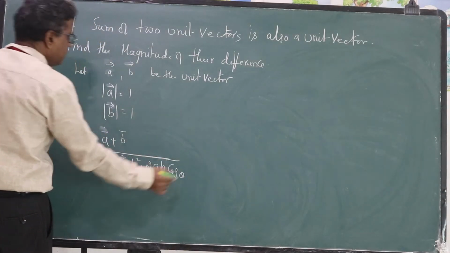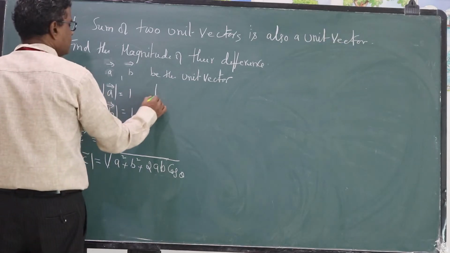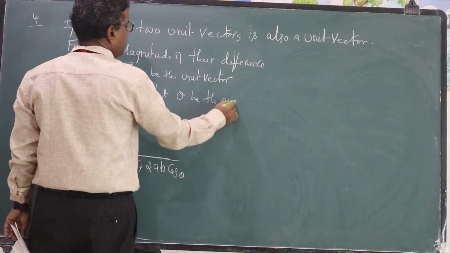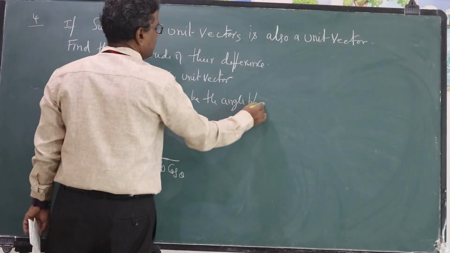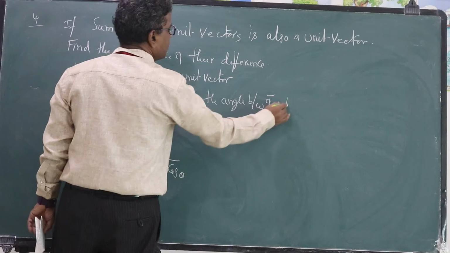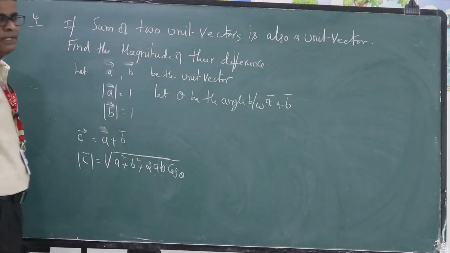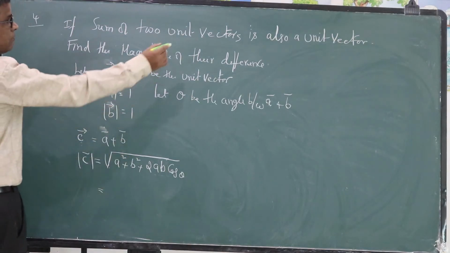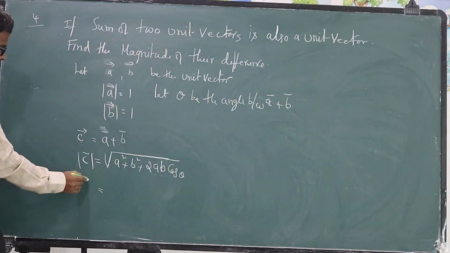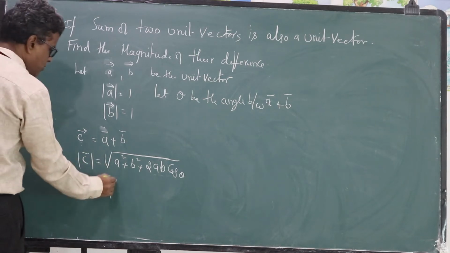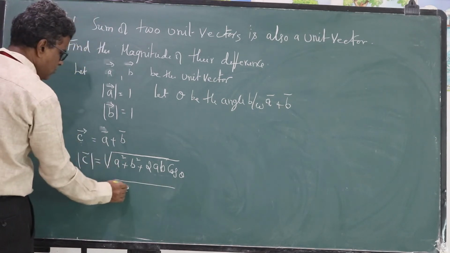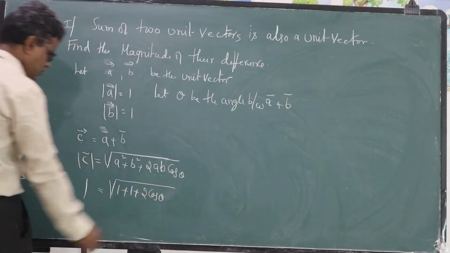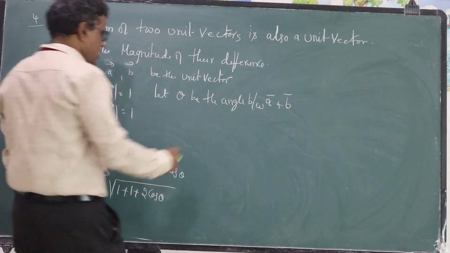What is theta? Let theta be the angle between a bar and b bar. We don't know it, so let it be theta. The magnitude of c bar, the sum of two unit vectors, is also a unit vector, so 1 equals the square root of 1 squared plus 1 squared plus 2 into 1 into 1 cos theta. So you simplify that by squaring on both sides.